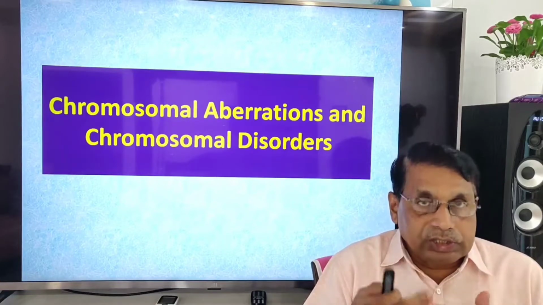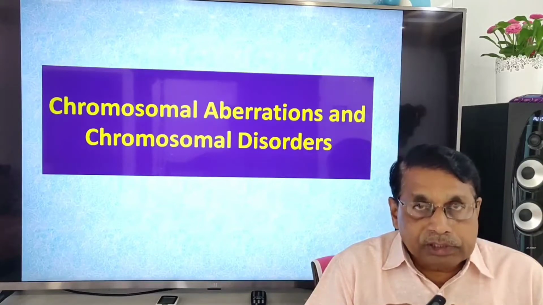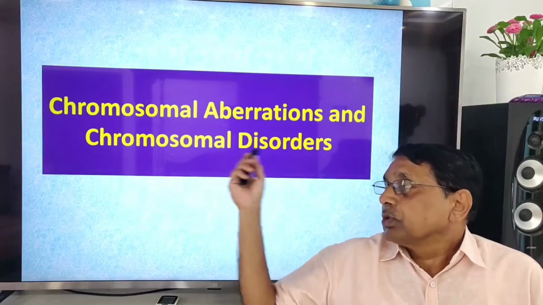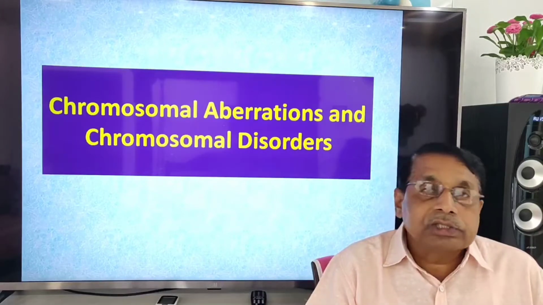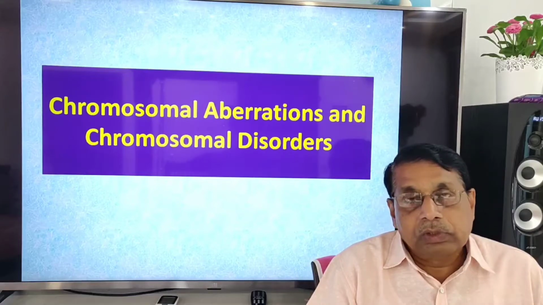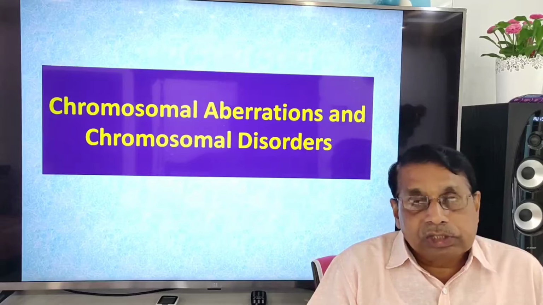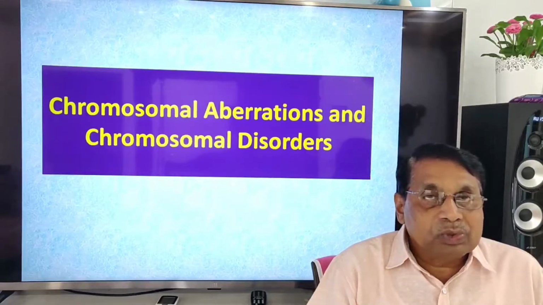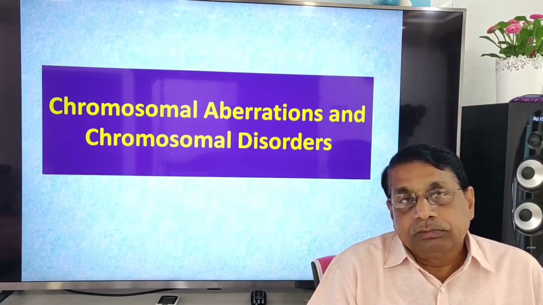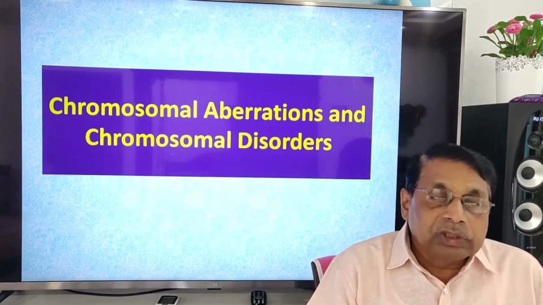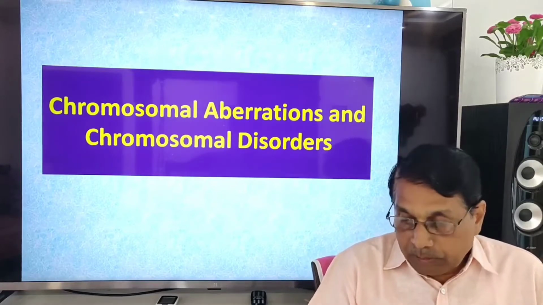Such studies concern chromosomal aberrations and chromosomal disorders in human beings, in animals, in plants, and in other organisms. So remember, any abnormality in the structure and number of chromosomes is known as chromosomal aberration. Chromosomal aberrations lead to chromosomal disorders in human beings.